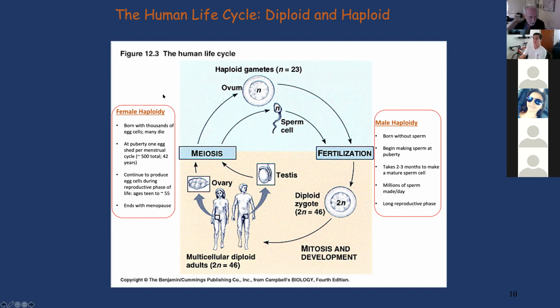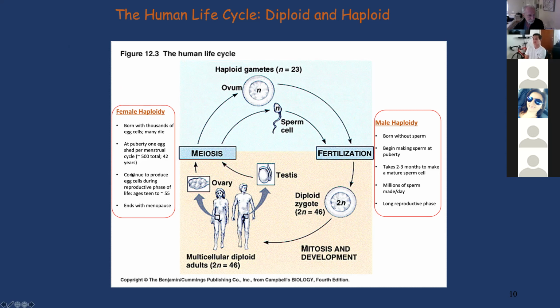On the female side, females are born with thousands of eggs. And while the female is still a fetus, meiosis occurs and produces egg cells. But they remain quiescent until the female reaches puberty, and then she starts shedding one egg per menstrual cycle. So that's a total of about 500 eggs shed in the course of her life, and that comprises about 42 years.